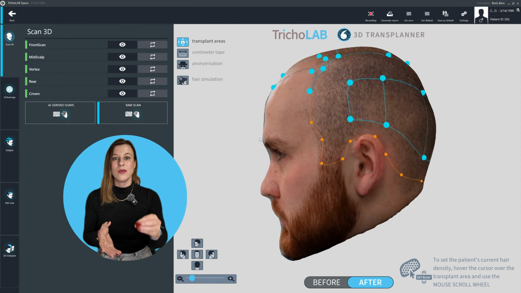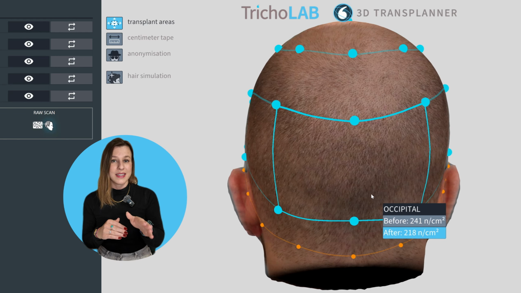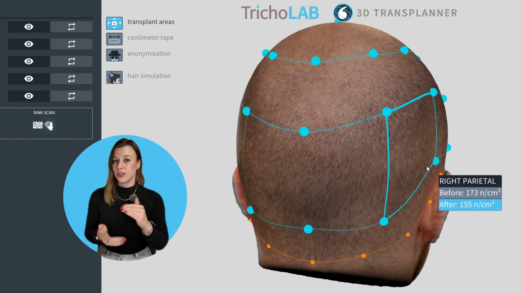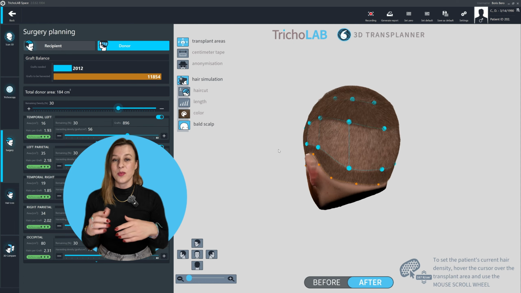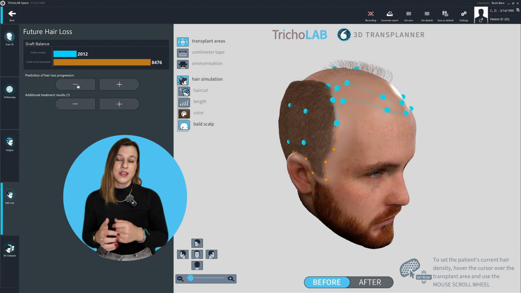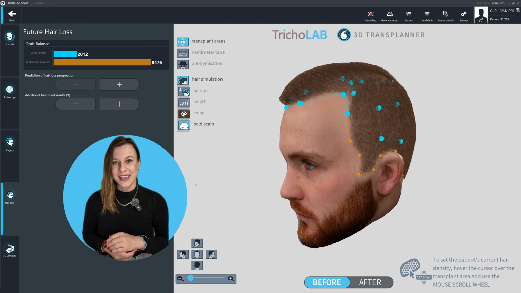Usually, a patient comes in with a quote from another clinic, typically between 4,000 to 6,000 grafts at competitive prices. On the surface, it sounds excellent. But when we analyze the donor capacity and predict the future hair loss, we often discover a completely different story. Let me show you what proper surgical planning looks like.